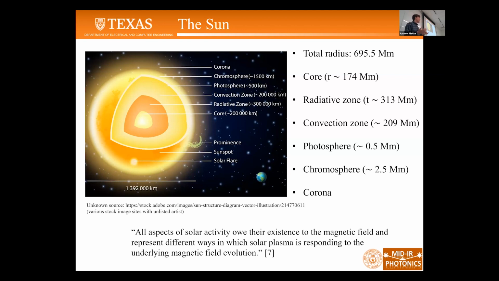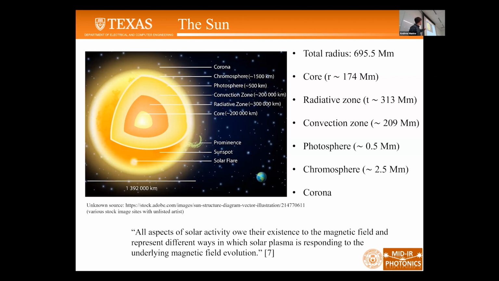Surrounding that is the photosphere. This is what we consider the visible outer layer of the sun. The chromosphere, which is a region of dynamically heating and cooling and accelerating plasma. And the corona, which is a very dim layer that, despite being very hot, is not very dense. So you can't typically see it unless there's something like a solar eclipse.